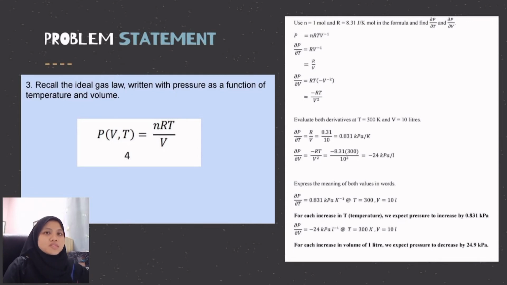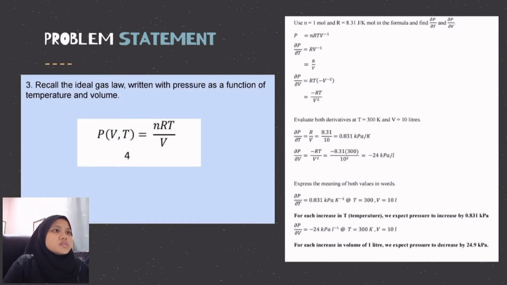This is the problem statement for number 3. We can see this is the formula for the ideal gas law. We consider P as the output, while T and V, temperature and volume, are the inputs. And R is the constant.